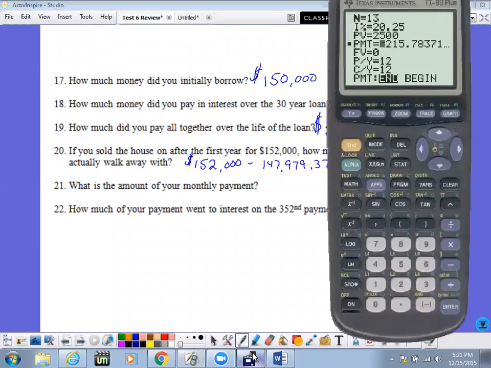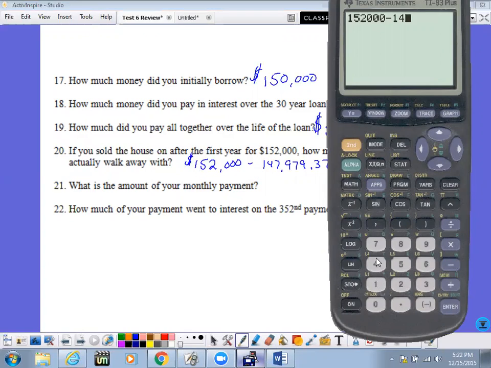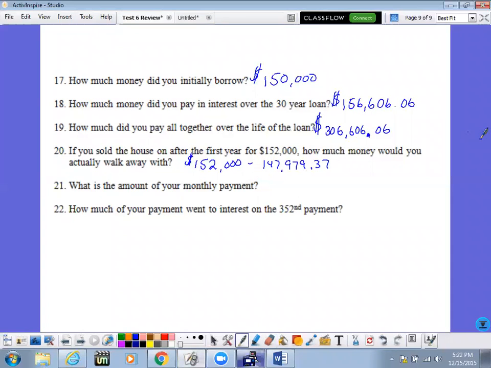I can't do that in my head, so I'm going to bring this up. And we have 152 minus 147,979 and 37 cents. And so we get $4,020.63.